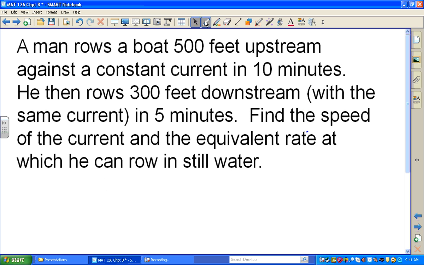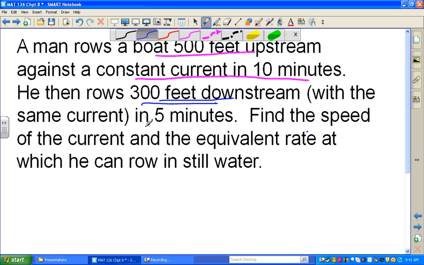A man rows a boat 500 feet upstream against the current in 10 minutes, and then rows 300 feet downstream with the same current in 5 minutes. Find the speed of the current. That's one of our variables, equivalent to the rate he can row in water.